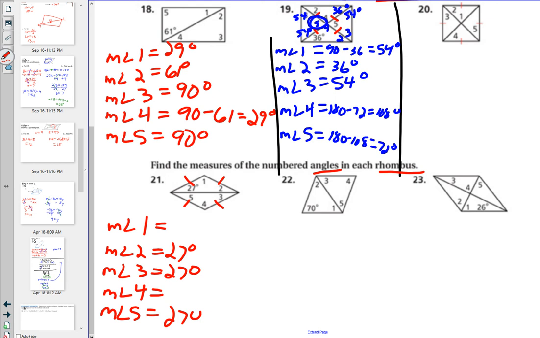27 and 27 is 54. So 180 minus 54 is 126. And that would be 1 also. Let's do one more with a rhombus. If they're telling us that this is a rhombus already.